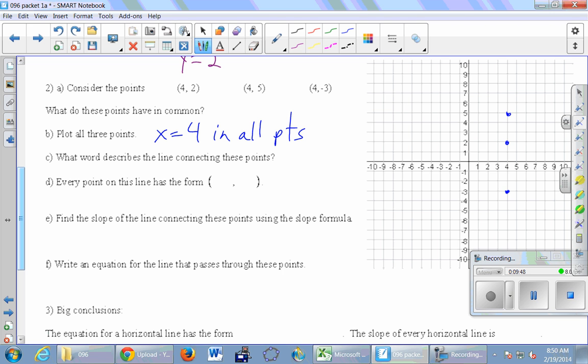Yeah, you could argue that actually. We're going to call it something else, but you could make a case for what you said. Okay, what's true about this line? It's vertical. Okay, so we can fill that in here. Vertical.